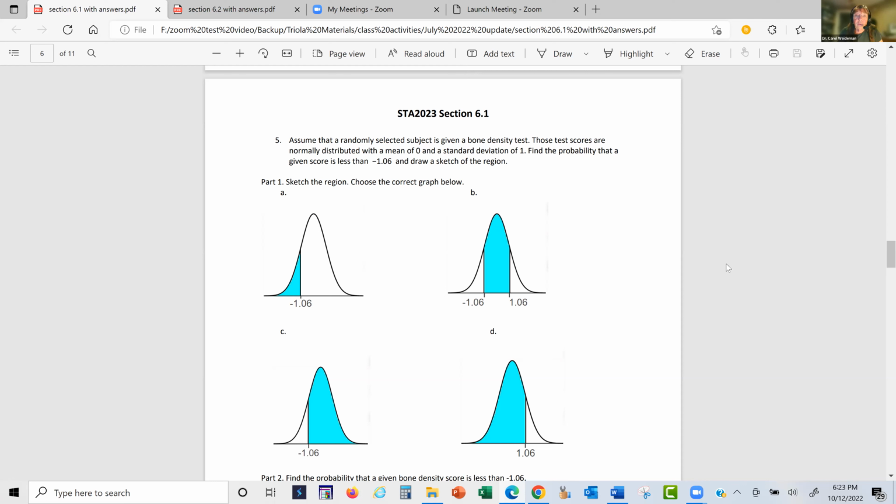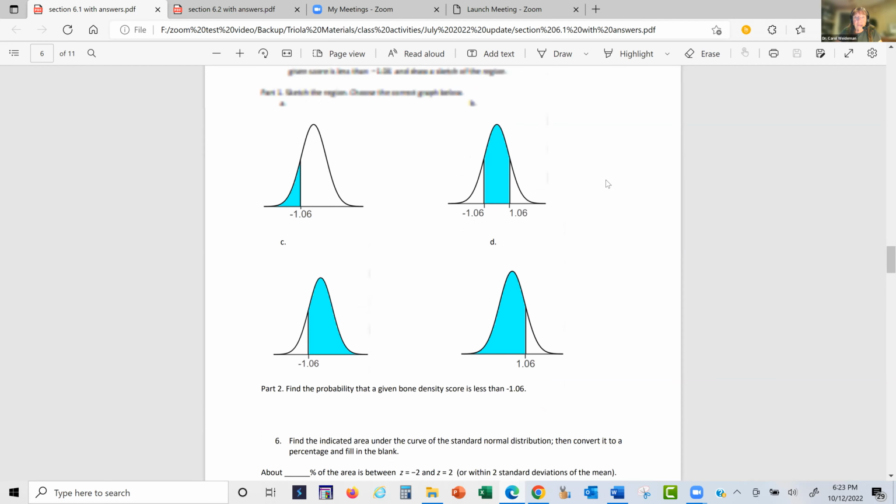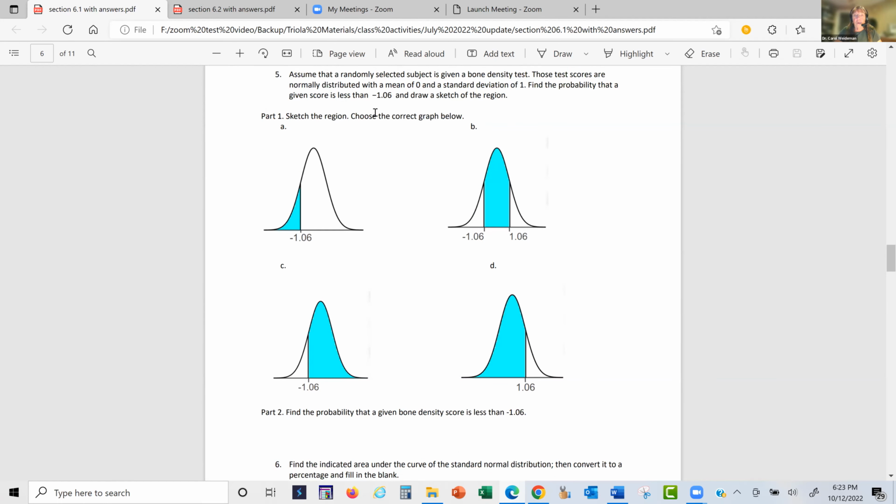Assume a randomly selected subject is given a bone density test. These test scores are normally distributed with a mean of 0 and a standard deviation of 1. Find the probability that a given score is less than negative 1.06 and draw a sketch. So the first part of the question is multiple choice. And they want you to pick the picture that corresponds to find the probability that the score is less than negative 1.06. So which of those graphs would be the correct graph to show a score or the probability that the score is less than negative 1.06?